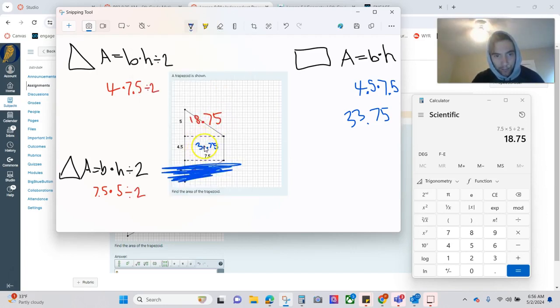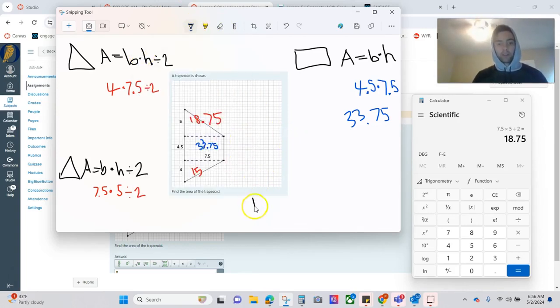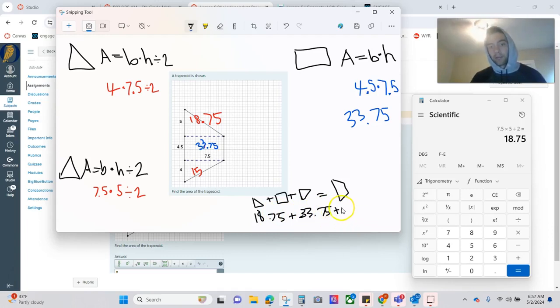Now I think we have the area of all our partial shapes, all our pieces. So let's add the pieces of the triangle, the rectangle, and the triangle together to get the area of the trapezoid. So our first triangle was 18.75. The rectangle's area is 33.75. And the bottom triangle, its area is 15.